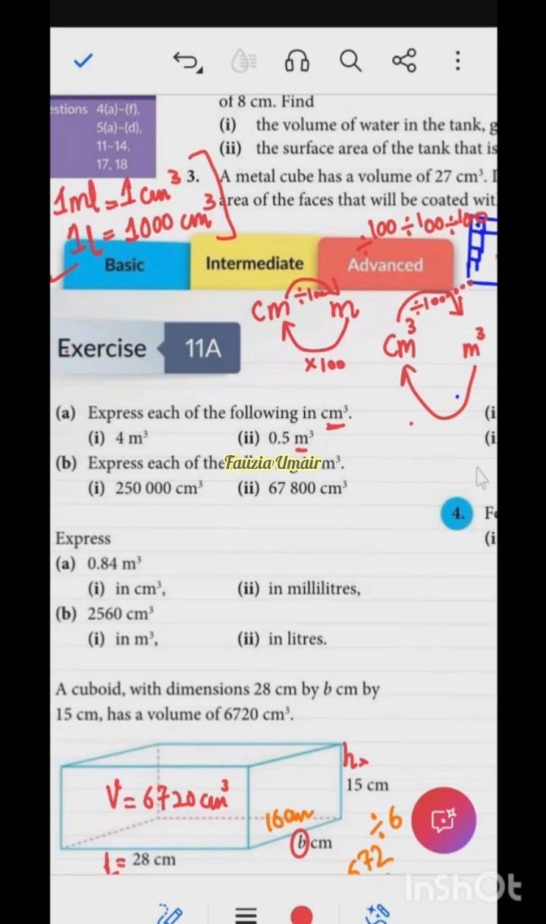Ma'am, my question is that now we are going from centimeter cube to the meter cube. So when we go from the meter cube to the kilometer cube, we will continuously divide with 1,000 three times. Three times.